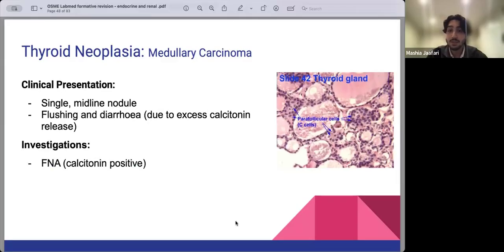Again, presentation is very similar between all of them. You get this single nodule. In this case, you can get more symptoms if you have excessive calcitonin release. So calcitonin can lead to flushing and diarrhea. And finally, you can do an FNA to basically diagnose this.